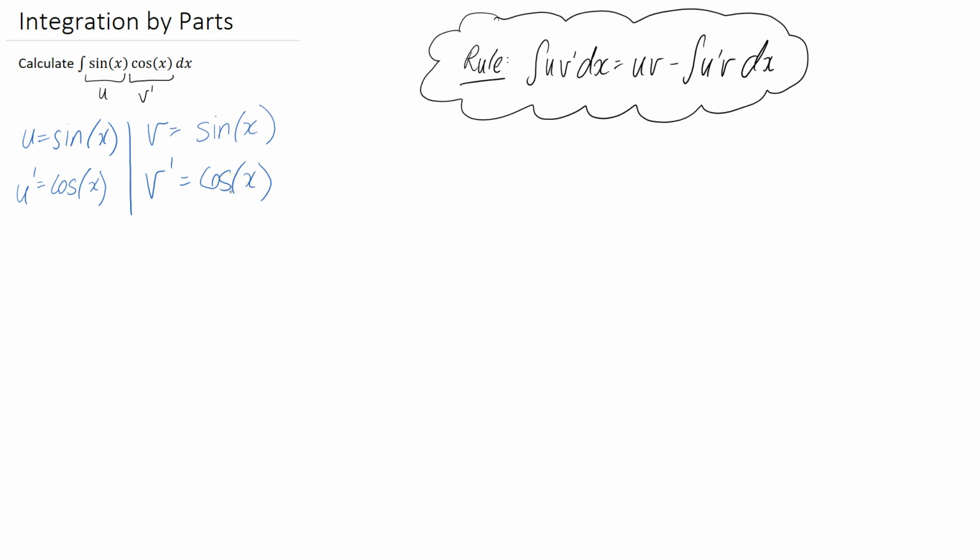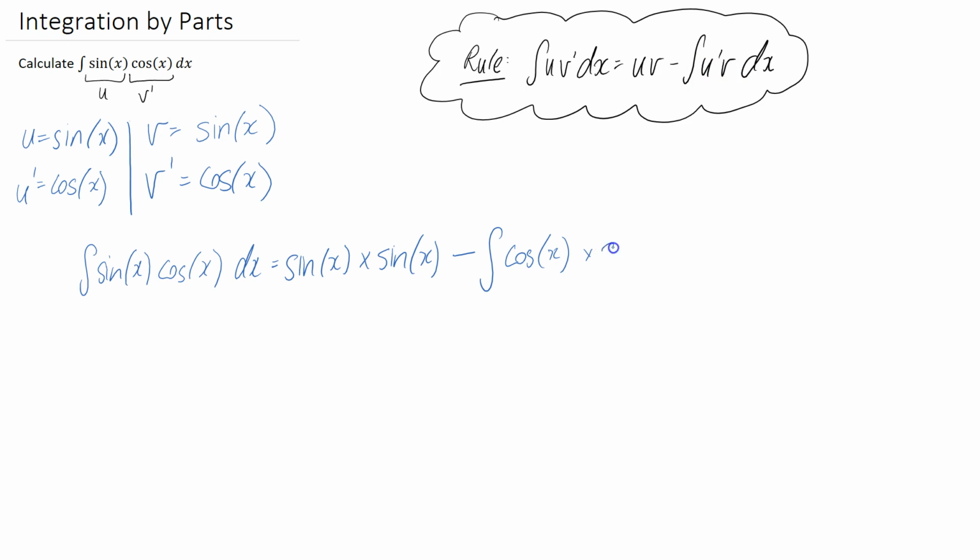So now let's go ahead and actually apply our rule. So the rule is the integral of uv dash, which we've let to be sine and cos, is equal to u times v, so we can do that here. So we get sine x times sine x, minus, we've got to take the integral of u dash, which is cos of x, multiplied by v, which is sine of x. And it's all with respect to x.